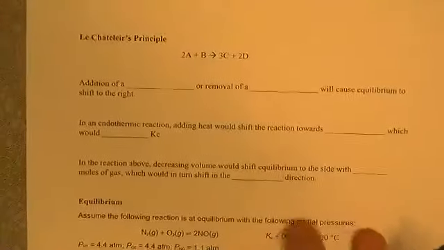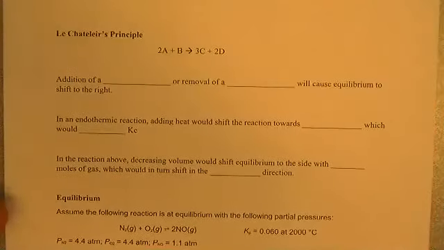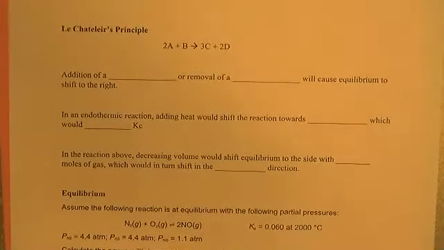Moving on to Le Chatelier's principle. If you noticed in working the homework, Le Chatelier's principle really isn't a mathematical concept. It's more or less we want you to get the concepts. So let's go ahead and take a look at this chemical reaction. I have 2A plus B goes to 3C plus 2D. So let's work through these three problems.